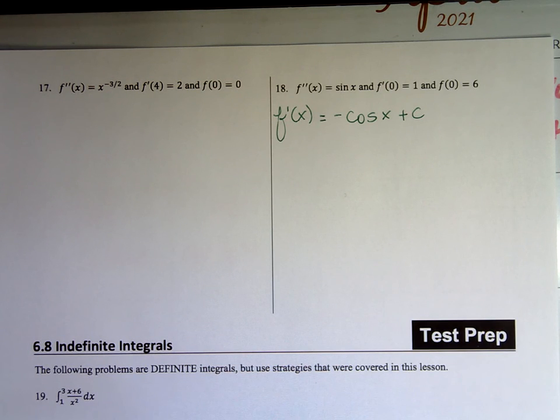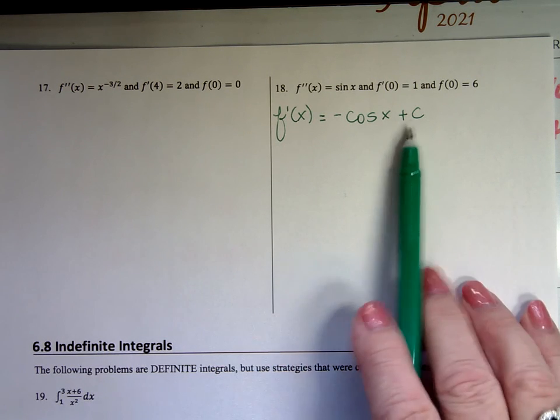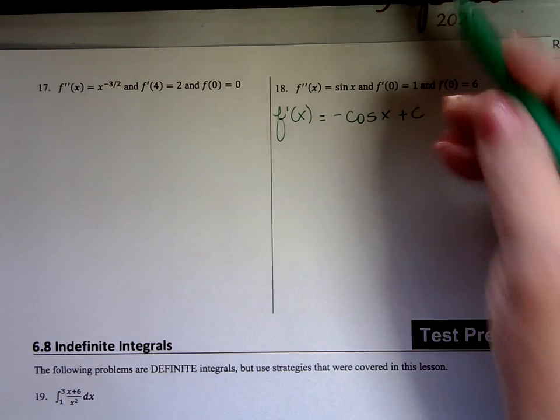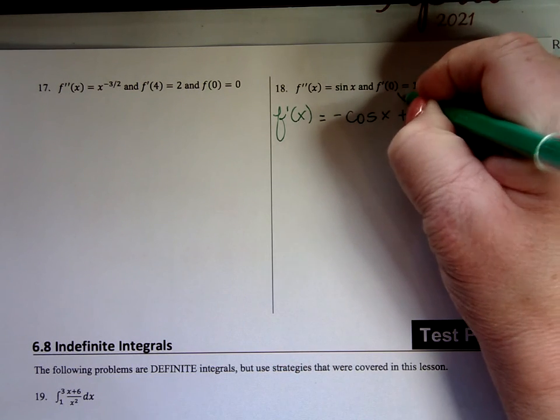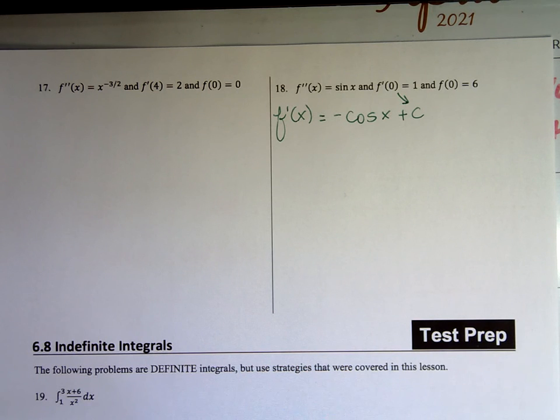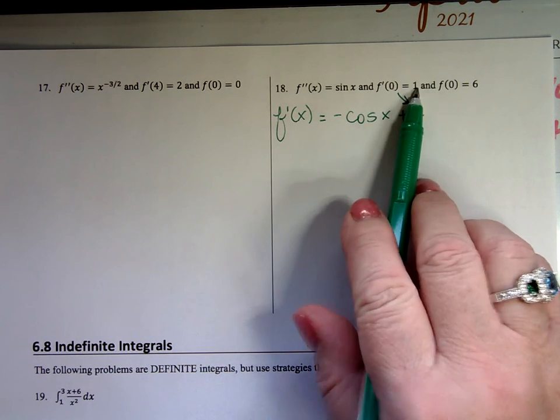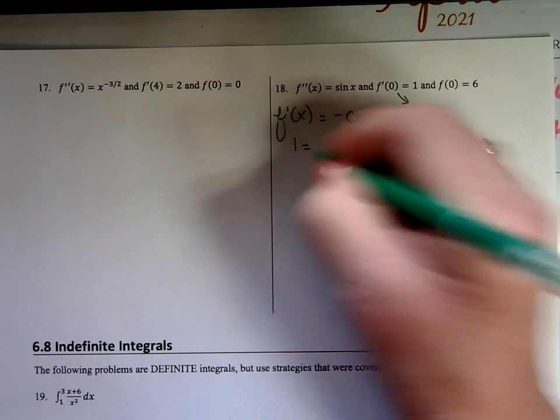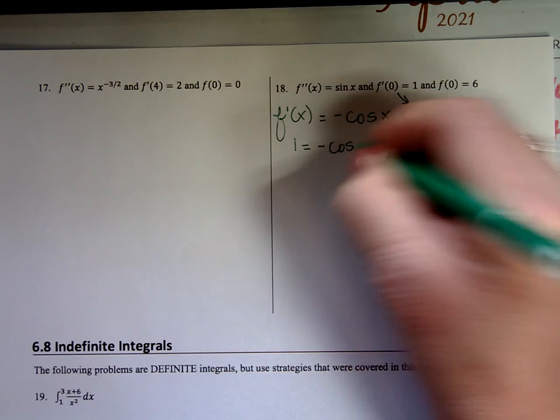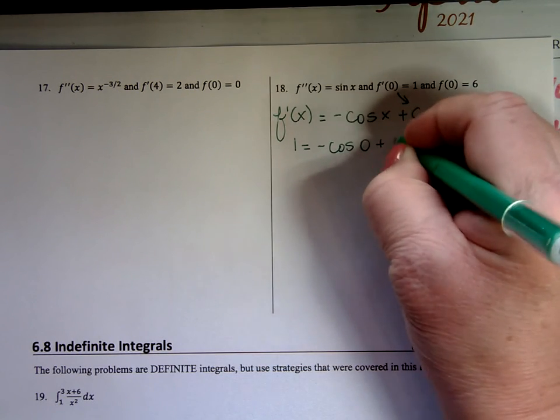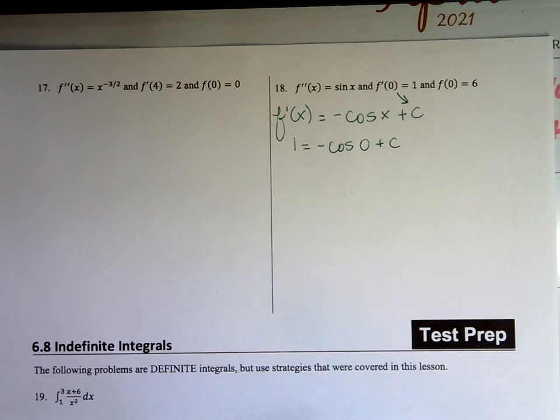In order for me to ultimately get to the original function, I'm going to have to go backwards again. But before I go there, I have enough information from this fact to be able to solve for c, so that I can be very specific on what the original function was. So if I plug in, I know that my x is 0, my y is 1. 1 equals a negative cosine of 0 plus c. That's coming from here. Y is 1, x is 0.